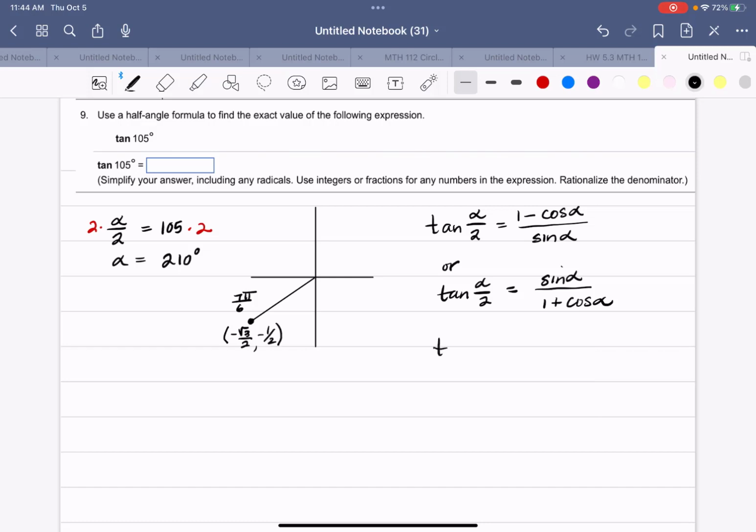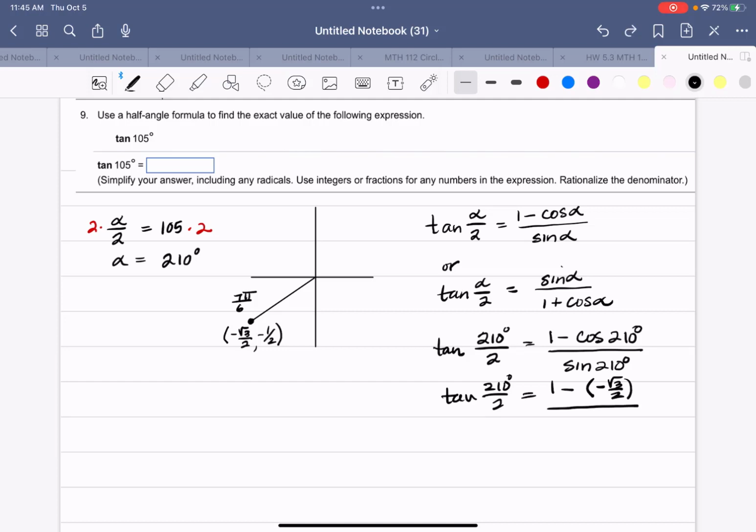So our tangent of 210 over 2, that's 210 degrees, is 1 minus the cosine of 210 degrees divided by the sine of 210 degrees. So tangent of 210 degrees over 2 is 1 minus, and the cosine is negative square root of 3 over 2, and the sine of 210 is negative 1/2.